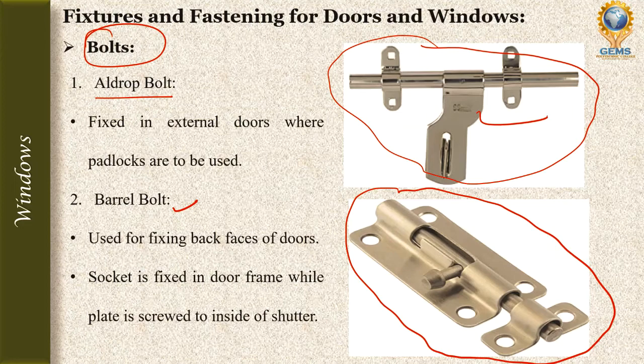The socket is fixed in the door frame, while the plate is screwed inside of the shutter. One will be in the shutter, one will be in the door frame, so we can easily close it. So this type is called barrel bolt.